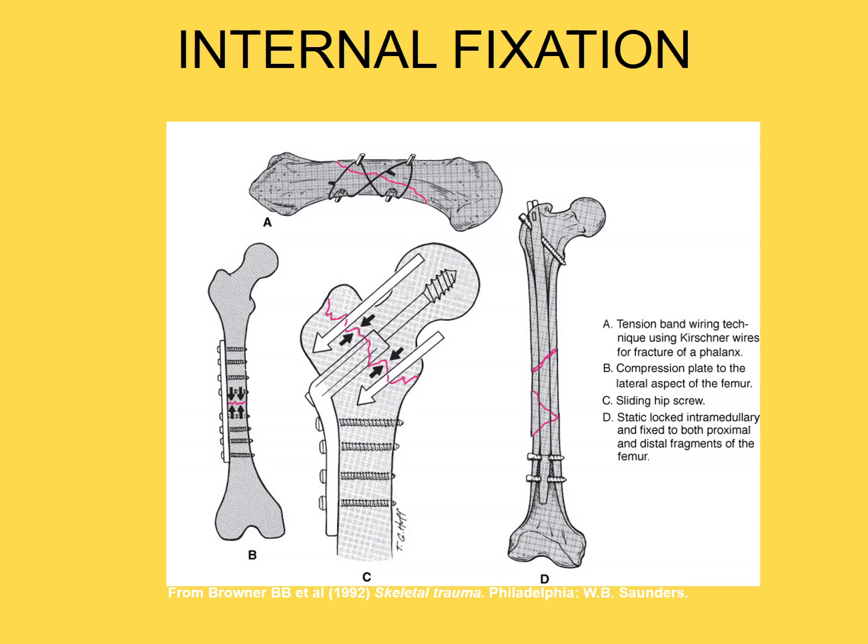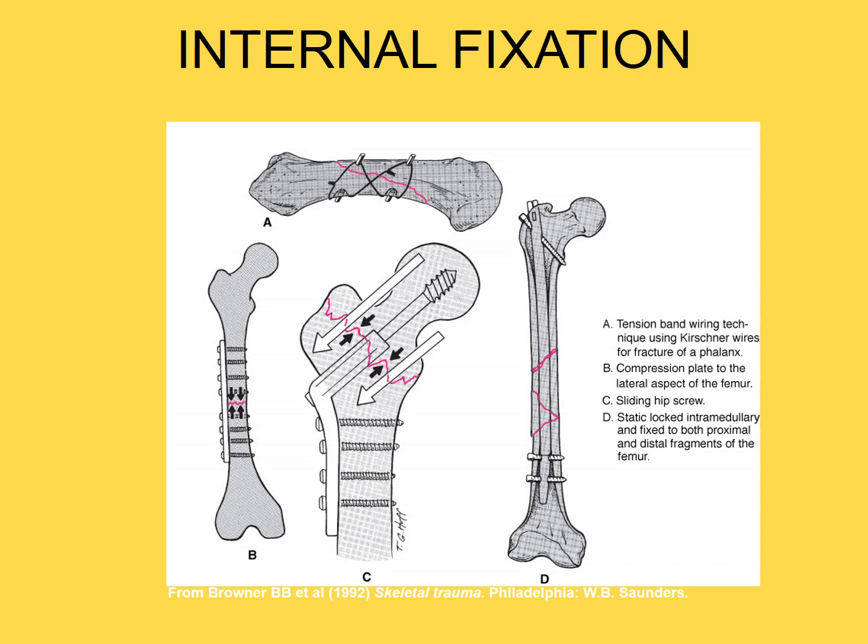It may involve the removal of a damaged bone or replacement with a prosthesis. We provide immediate bone strength. It will do that, but it also has a risk for infection because of the devices that are in it. So there's the tension band wiring technique that can be used. There are compression plates to the lateral aspect of the femur. There are sliding hip screws. So all these things put them at risk for infection.